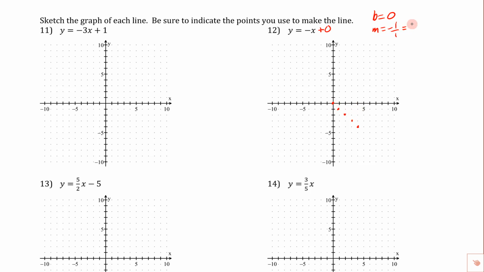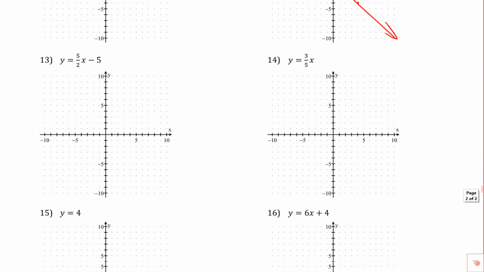We could also do it this way. We could go up 1 and then left 1. Remember, a negative on the top or the bottom is going to make the whole thing work out to be negative. So we're going to go up 1 and back 1, up 1 and back 1, up 1 and back 1. And then we're just going to connect those points, make a nice straight line, as straight as we possibly can, extend it to the ends, put arrows on it, and then we're all set to go.